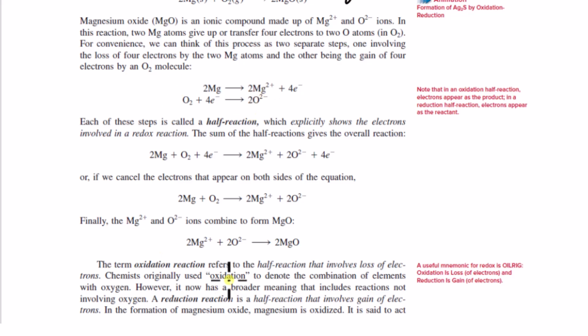Okay, now the term oxidation. It says chemists originally used oxidation to denote the combination of elements with oxygen. However, it now has a broader meaning that includes reactions not involving oxygen. So what they're saying is that you can think about how the original chemists were very familiar with oxides. There's a lot of oxides in nature. Many ionic compounds are oxides. And when it comes to metals, a lot of metals exist in nature as oxides, like we talked about with the iron oxide, right?